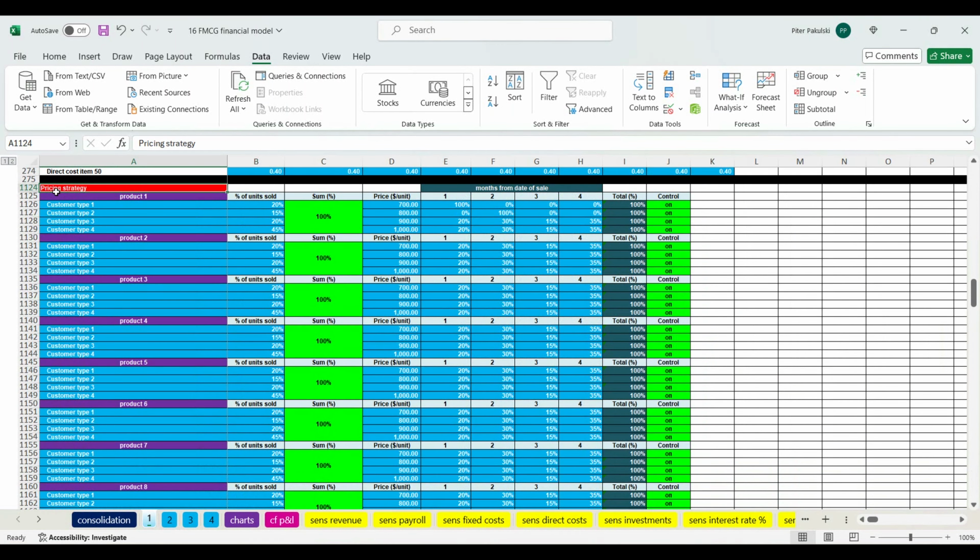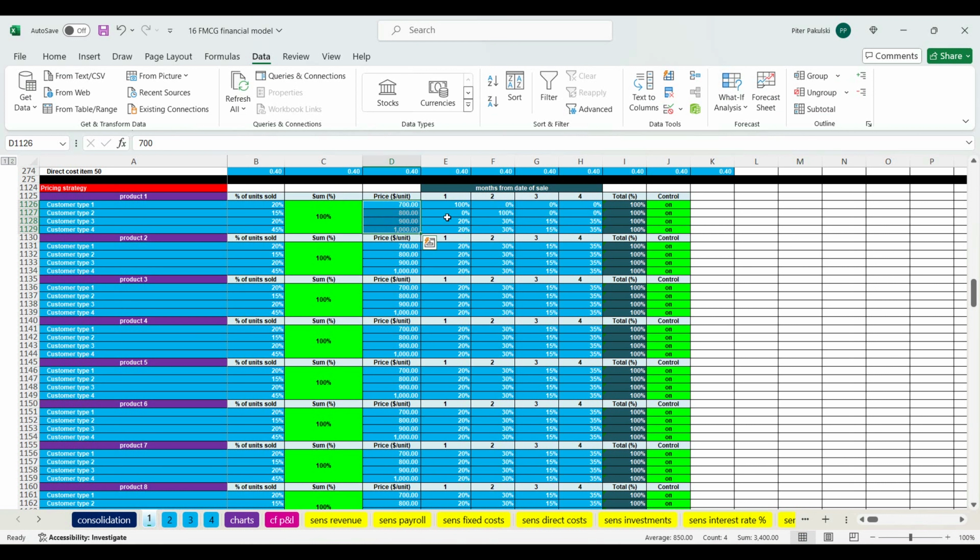Let's describe this block of inputs. You have 4 types of customers for each product. Then you distribute produced amount of each product between 4 types of customers. If distribution is higher or lower than 100%, you will see the mistake alert. Then you set the price for each product for each customer type.